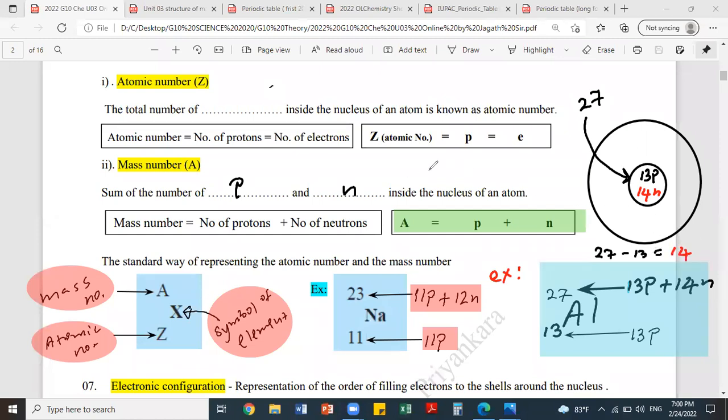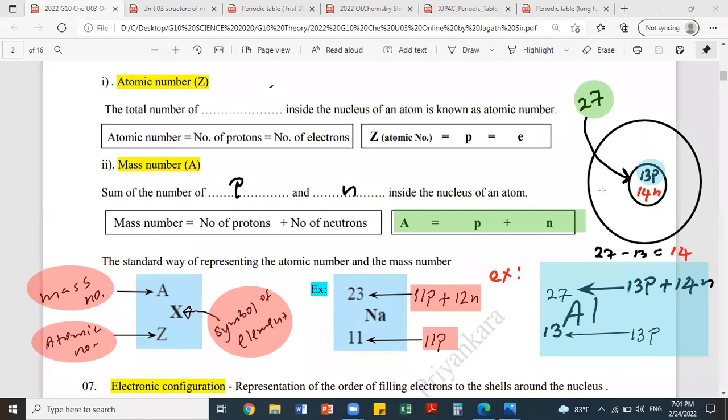Therefore, for any atom, if you subtract the atomic number from the mass number, that blue one from the green one, 13 from 27, you get the number of neutrons. So that's how you find the neutrons. Again I am telling which one you have to remember: atomic number. First 20 elements you have to remember. Mass number, do you need to remember? No, it's given in the exam. If they give the mass number, you can get the number of neutrons.